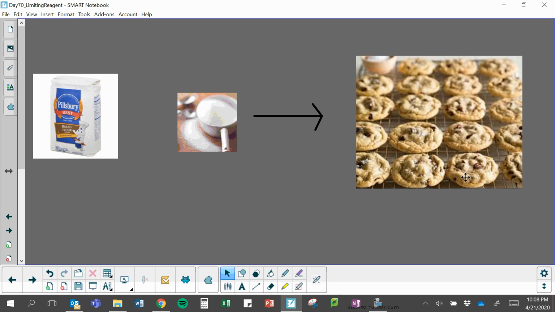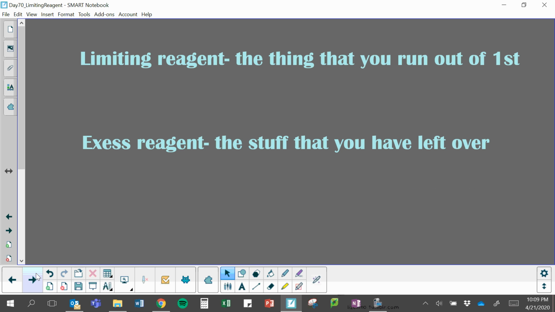and then what's going to be left over, because sometimes we can't tell by looking at two things if we're just mixing two things together. It's hard to determine how much you're actually making and what all is going to be left over. So our definitions: the limiting reagent is the thing that runs out first, and this is going to be a reactant, so it's going to be on the left side of our equation. And the excess reagent, or you might have more than one excess reagent, it's the stuff that's left over that's unreacted.